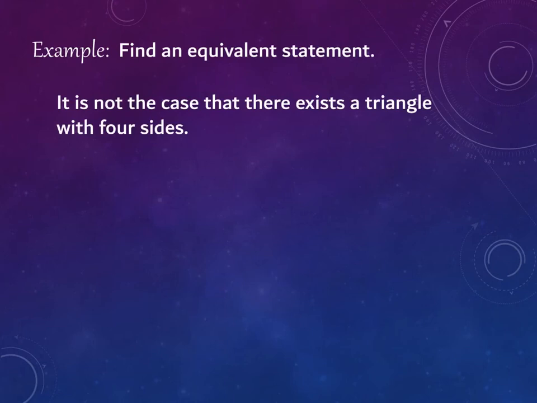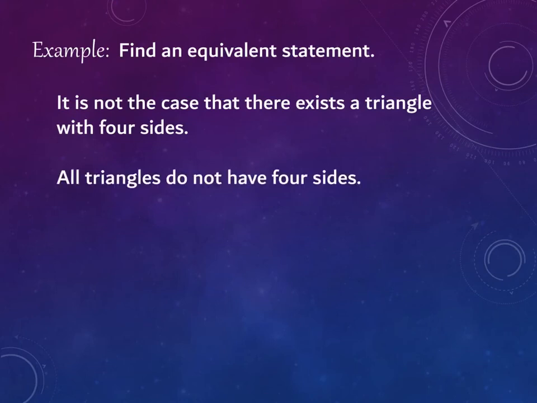So what did you write down for an equivalent statement? All triangles do not have four sides. Perfect. All triangles do not have four sides. It's almost like he read it off my screen, but he didn't. That's right. All triangles. So there exists became all, and then we negated the second piece, triangles having four sides, and not having four sides.